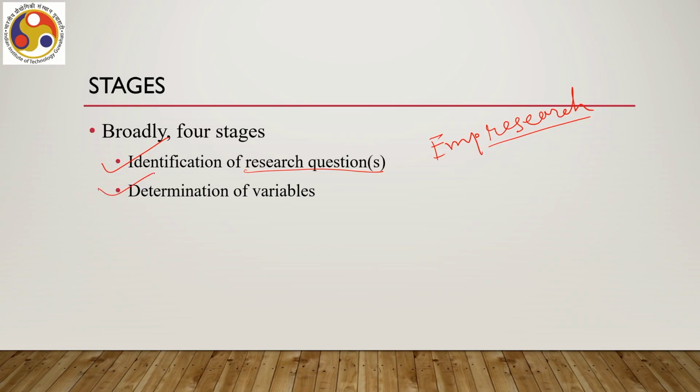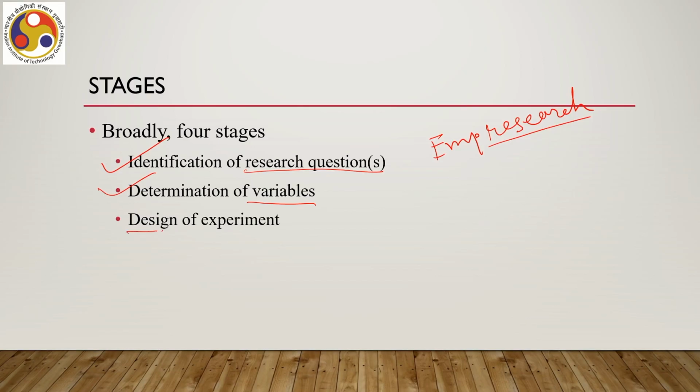Second thing is determination of variables. This is another important thing. Once the questions are formulated, we need to identify the variables. There are several types of variables. Unless we do that, we will not be able to design and execute a controlled experiment. So, identification of variables is the second stage of the process.